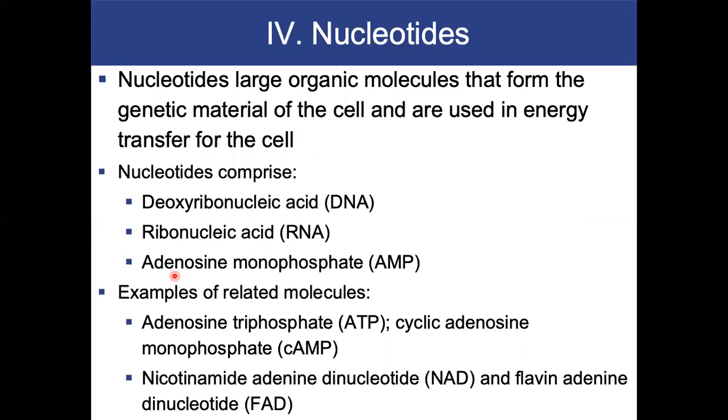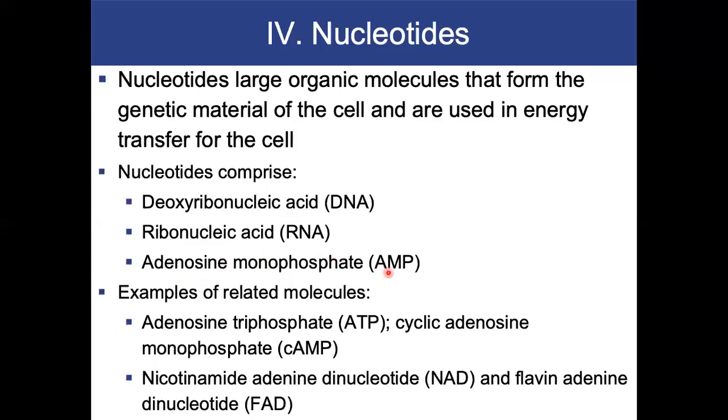Coming up to our last category, nucleotides are large organic molecules that form the genetic material of the cell and are used in energy transfer of the cell. I want you to read this portion in your textbook so that you have a clear understanding of nucleotides, because it can be confusing. Nucleotides comprise DNA, deoxyribonucleic acid, and ribonucleic acid, RNA, which are both made up of nucleotides.